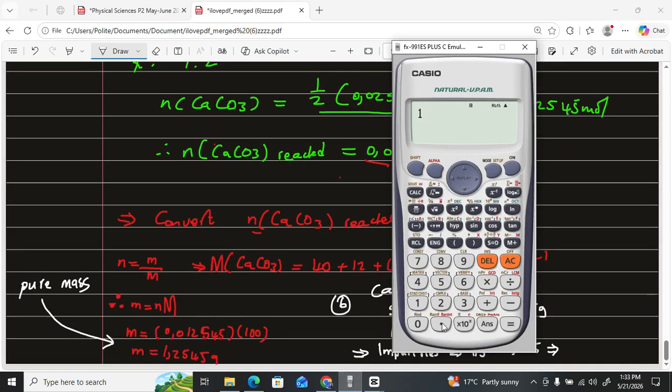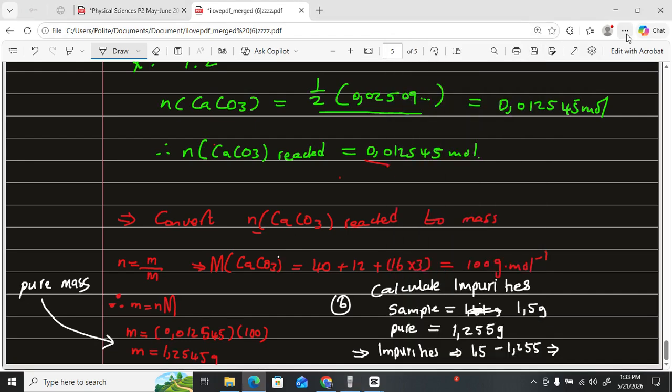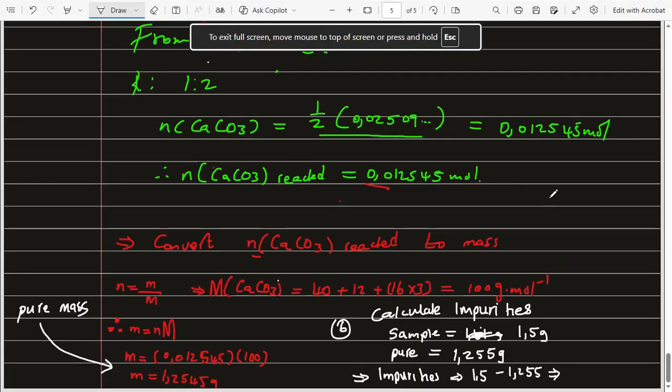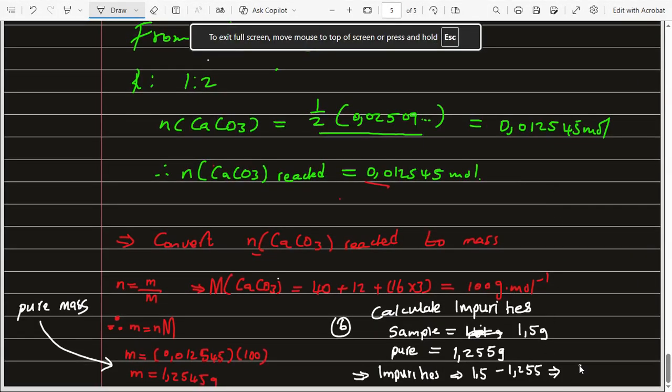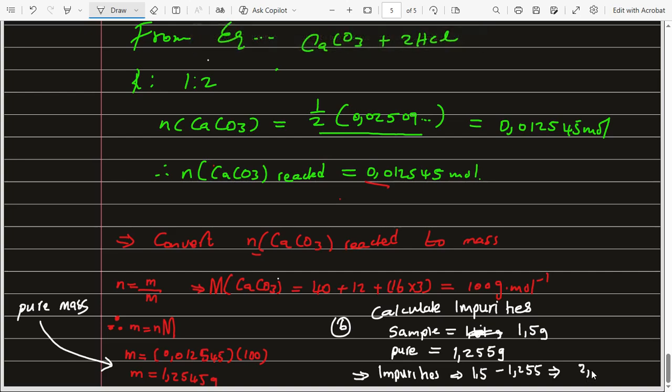1.5 minus the answer. This gives us the final answer of 0.245, or if we round it off, 0.246. I don't know, but I'm just going to leave it at 0.25 now. So it's 0.245 and so on grams. So this is the final answer.